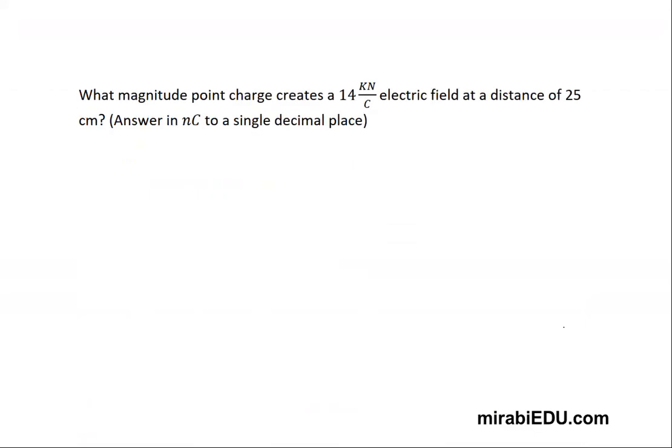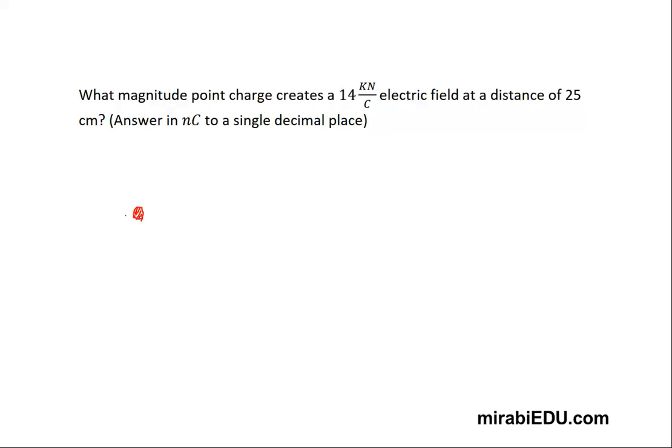Okay, let's do another one. This time the question is saying: what magnitude point charge creates a 14 kilonewton per coulomb electric field at a distance of 25 centimeters? Answer in nanocoulombs to a single decimal place. Okay, here it's a topic about electric field around a point charge.